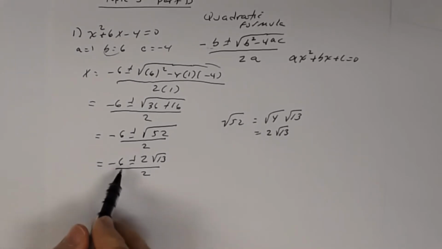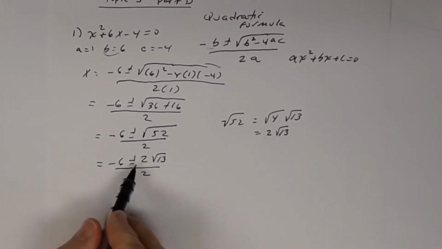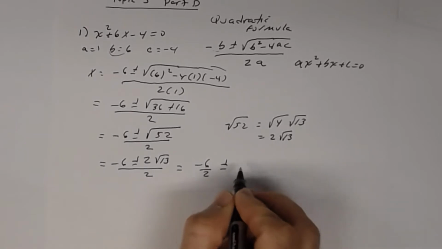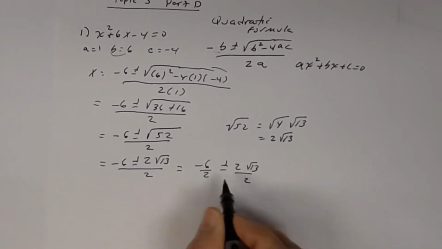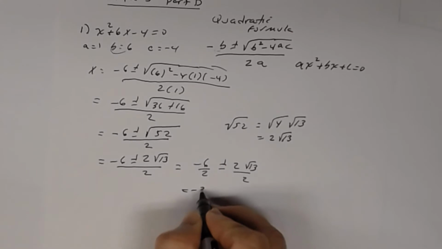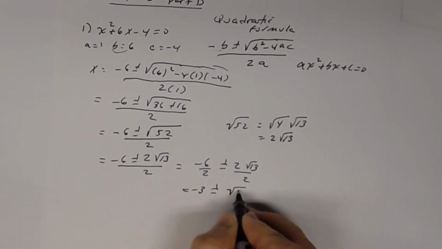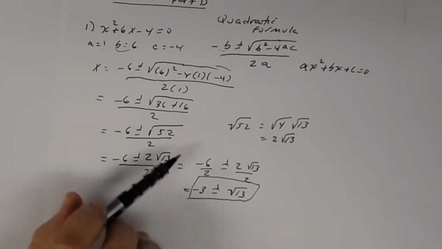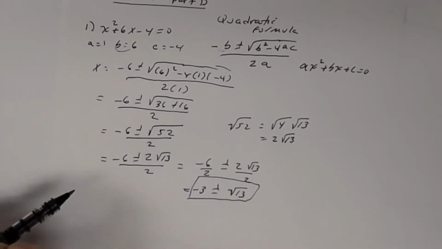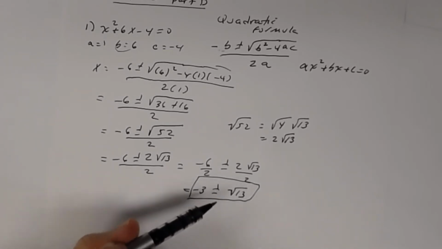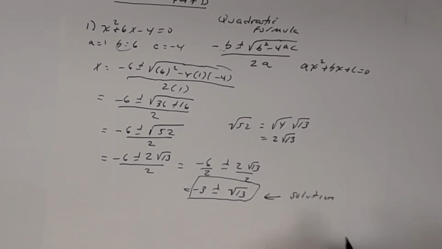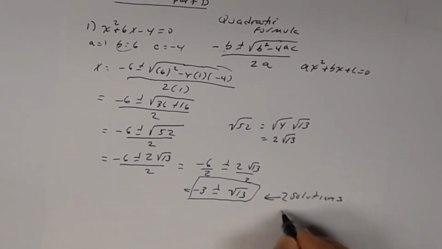Now the next thing you want to do is simplify this if you can. You see -6, 2, and 2 are all divisible by 2. So you're going to say -6 divided by 2 plus or minus 2 square root of 13 divided by 2. And then reduce, you get -3 plus or minus square root of 13. All right, so that's the work you're going to do in a situation like number 1. You have these irrational solutions. There are 2 of them, and they're both irrational.